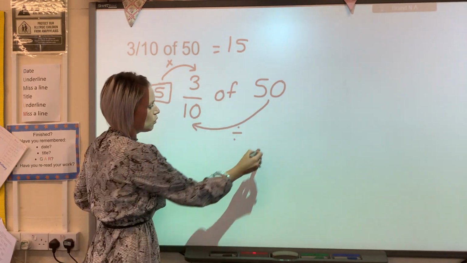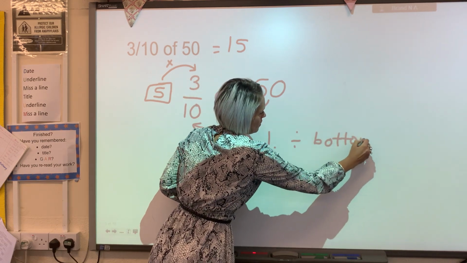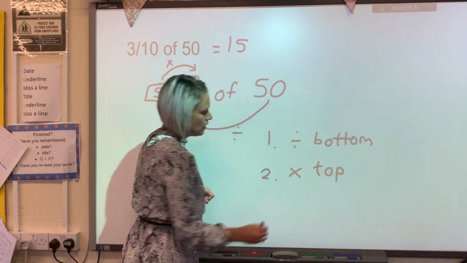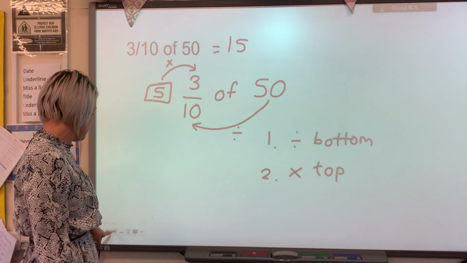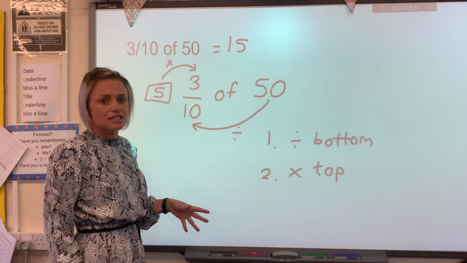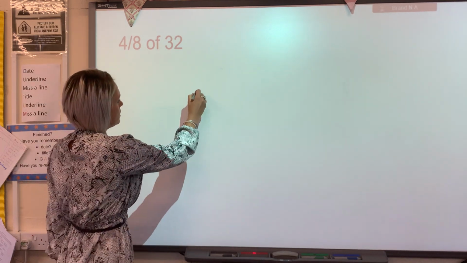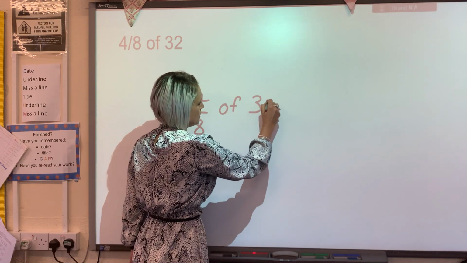Okay, so job number 1, divide by the bottom. And then job number 2, times by the top. And if you remember to do those two things in that order, you won't go wrong with this type of question. And if it means writing a division sum out, by all means do that if that helps you. So this time we've got 4/8 of 32.